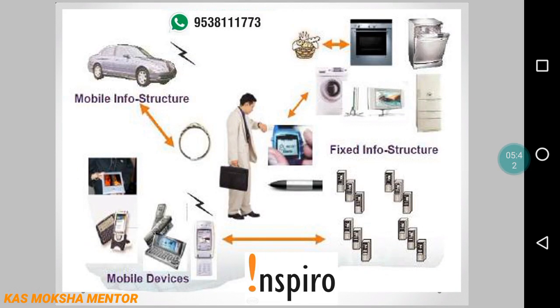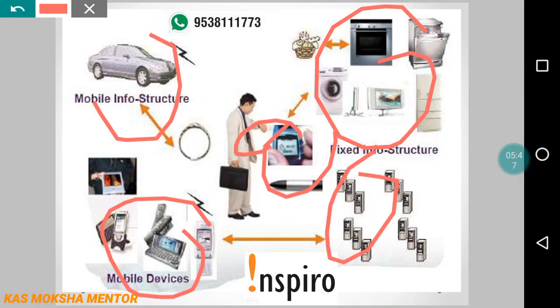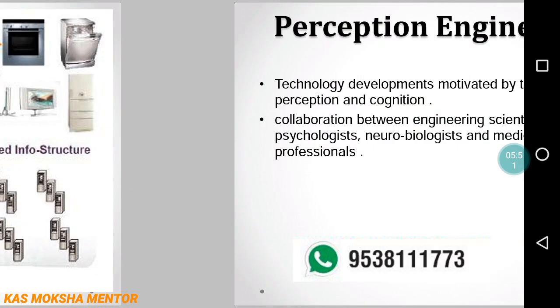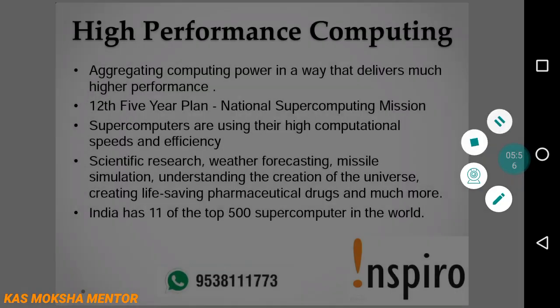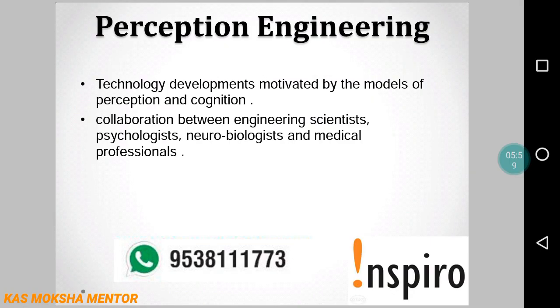See here in this picture, you can see everything is automatic and controlled. Even with the smartwatch you can control most of the daily activities. Next is perception engineering. It's a technology developed and motivated by the models of perception and cognition of human beings, with technology developments for analysis and understanding of human perception and the cognition process.